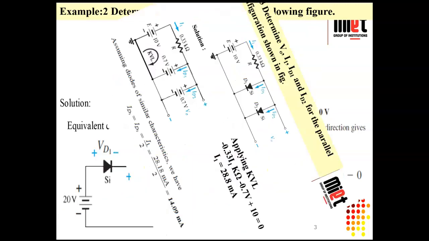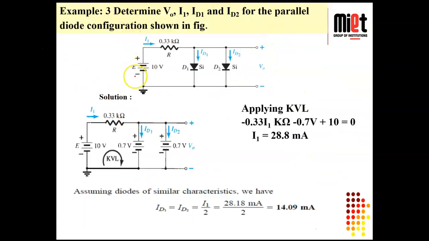Now in the next example, this is the circuit diagram. In this example, we are given one battery of 10 volt connected to diodes that are connected in parallel, along with a series resistor. In this circuit, we have to calculate the current flowing through this resistor as well as the currents flowing through these diodes, ID1 and ID2.